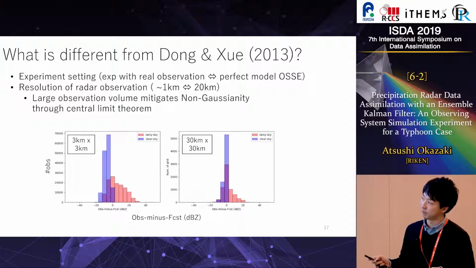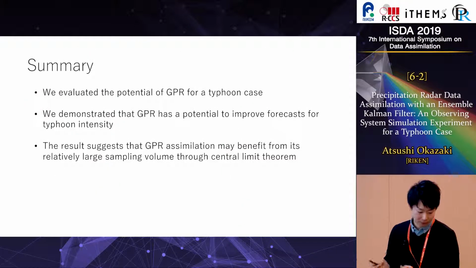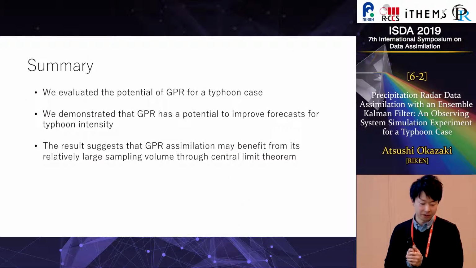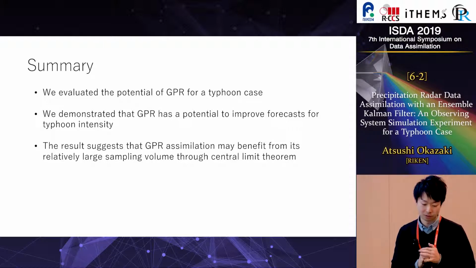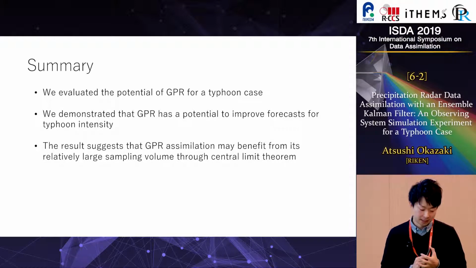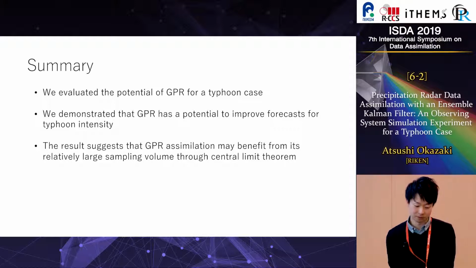Okay, let me summarize. We evaluated the potential of GPR for a typhoon case, and we demonstrated that GPR has the potential to improve forecasts of typhoon intensity. The results suggest that GPR assimilation may benefit from its relatively large sampling volume through the central limit theorem. Thank you very much.